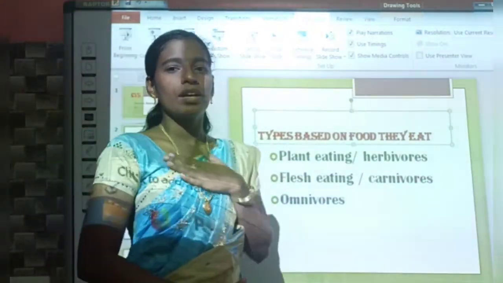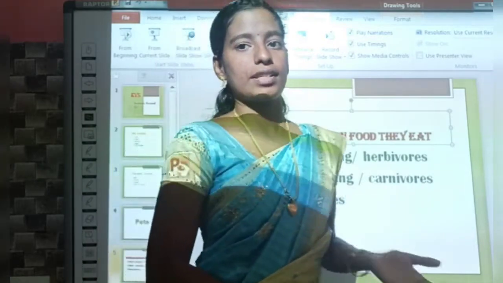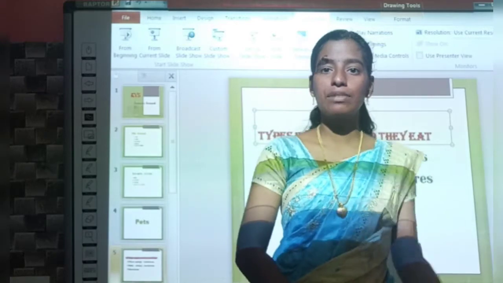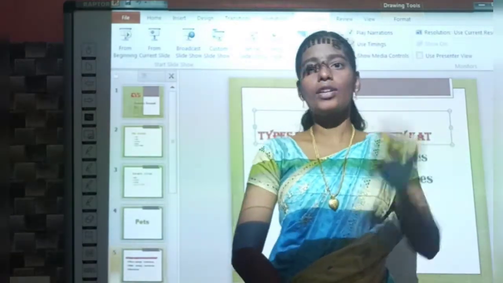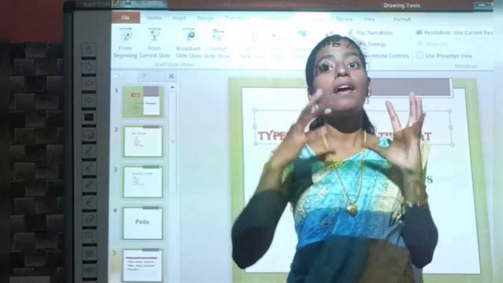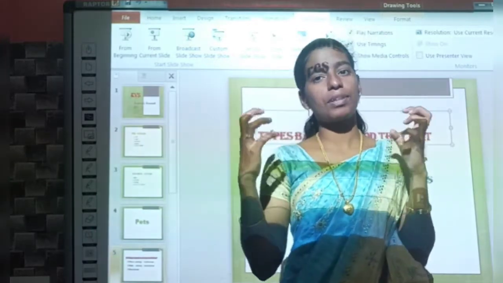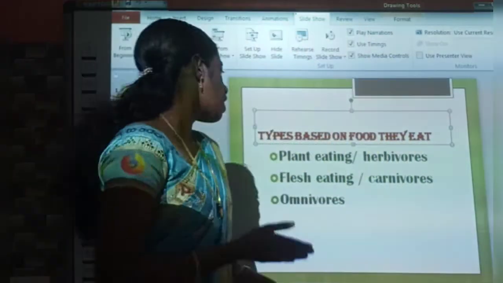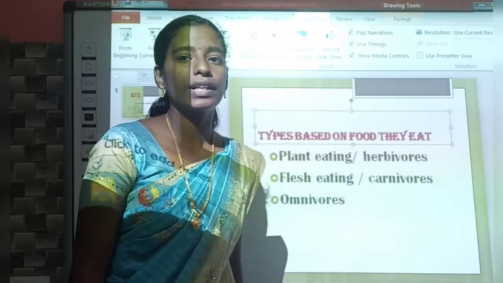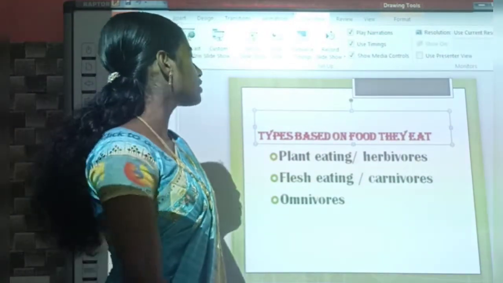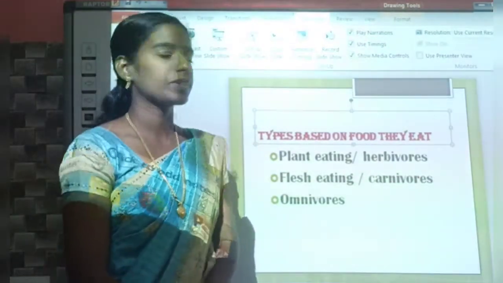For example, human beings, what are we eating? We will eat meat also, right? Mutton we will eat, beef we will eat, chicken we will eat, and also spinach we will eat, vegetables also we will eat. So when the animals or something is eating both, they are under this omnivores. So did you understand the 3 types depending upon the food they eat?